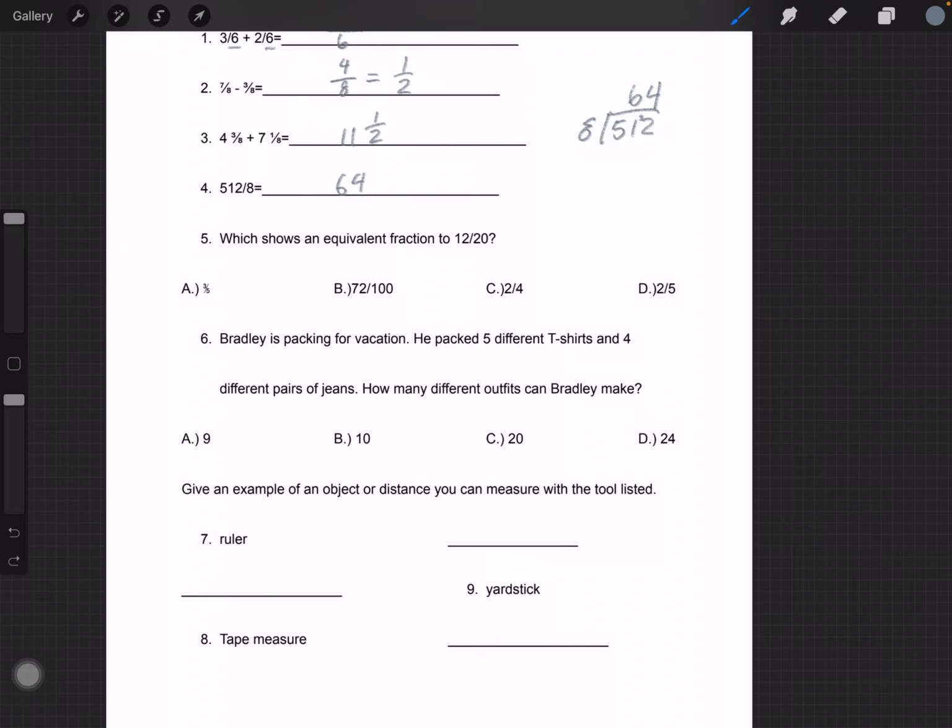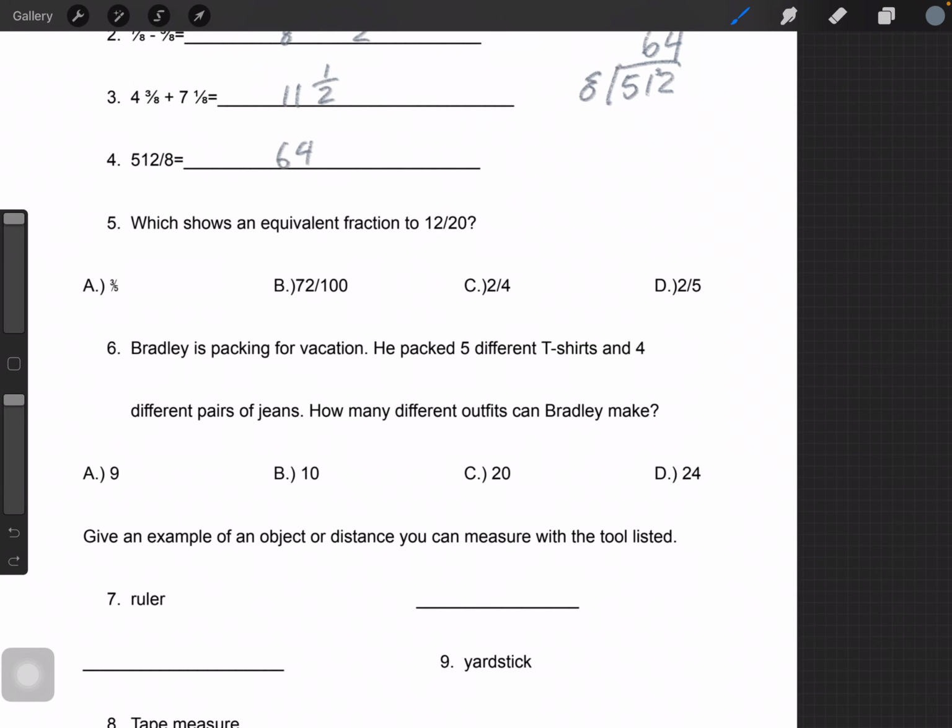Let's look at number 6 then. Bradley is packing for a vacation. He packed 5 different t-shirts and 4 different pairs of jeans. How many different outfits can Bradley make? For questions like these, you have 5 shirts and 4 jeans. So there are 2 categories, shirts and jeans. They're asking how many different outfits he can make. You just simply multiply 5 and 4. 5 times 4 equals 20, so your answer is C.